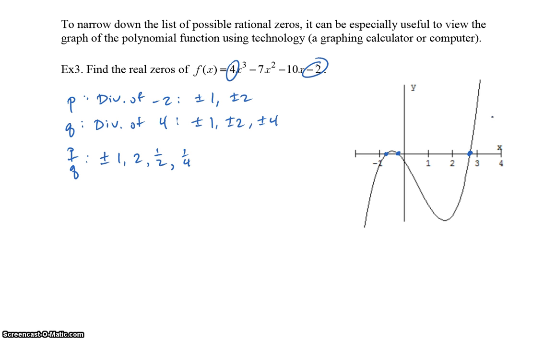What about negative possible roots? -1, that's not an x-intercept. -2, no to that as well. -1/2 doesn't appear to be an x-intercept; -1/2 would be right about there. But -1/4 looks like a good candidate. That would be this x-intercept right there. So based on the graph, let's try -1/4. What we'll do is we'll do this by synthetic division.